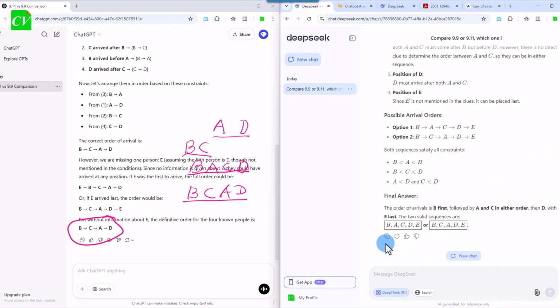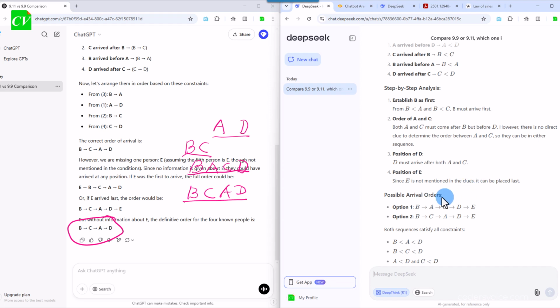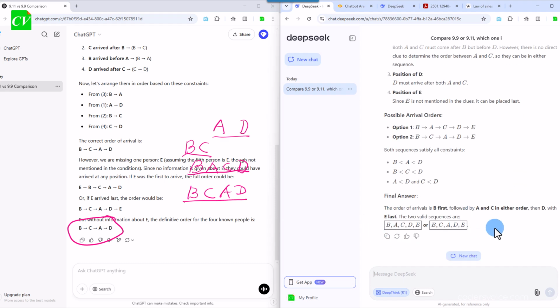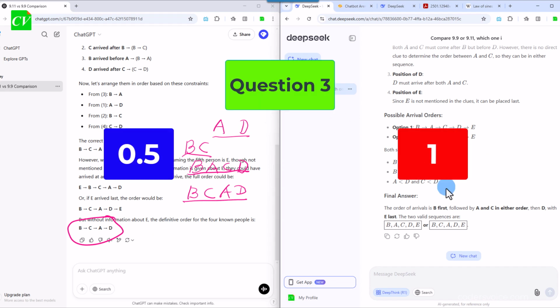DeepSeek gives the answer in BCAD or BACD, BACD or BCAD. So this answer is correct. It also mentioned that E, let me check E. Since E is not mentioned in the clues, it can be played last. So DeepSeek gives the right answer, and there are 2 valid sequences here. So for this question, I give a half point to ChatGPT and DeepSeek gets 1 point.